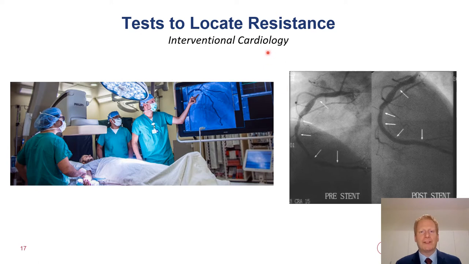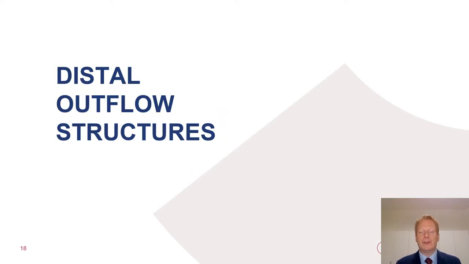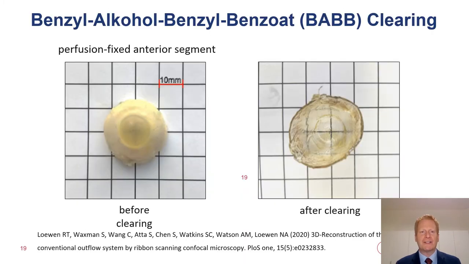It's embarrassing because interventional cardiologists know where the blockage is. And into this blockage, a shunt is inserted and spreads the coronary artery vessels wide open. But we do this basically with the eyes shut. It's a shot in the dark, quite literally. So what are the distal outflow structures? Where could this resistance reside?